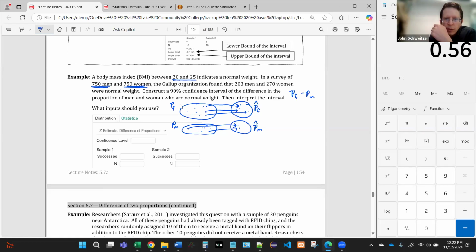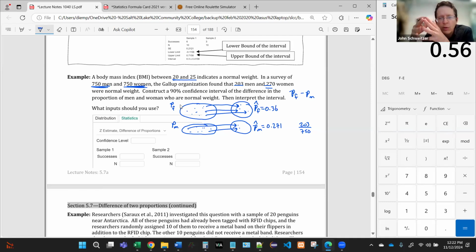So what are those numbers? Well, 203 out of the 750 males were of normal weight. If we divide 203 by 750, we get 0.271. So in that sample, about 27% of males were in that category. What about for the females? For the females, we take the 270 and divide by 750, and it does give us a higher proportion. About 36% of the females in the sample were in that category.